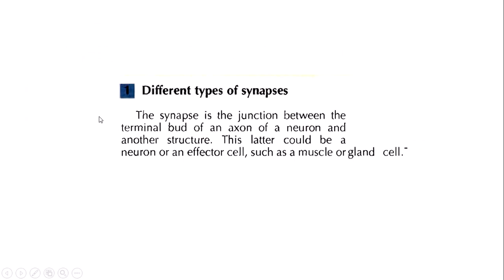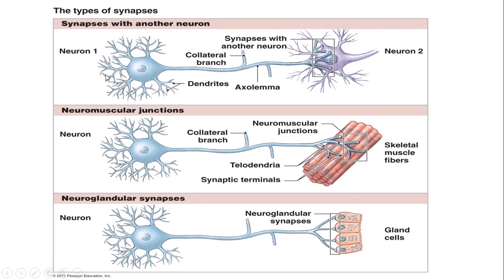First of all, the book kicks off the activity with a definition of the synapse. They say that the synapse is a junction between the terminal bud of an axon of a neuron and another structure. This latter could be another neuron or an effector cell, as we said, like a muscle or a gland cell. So you can see in this image the three basic types of synapses.